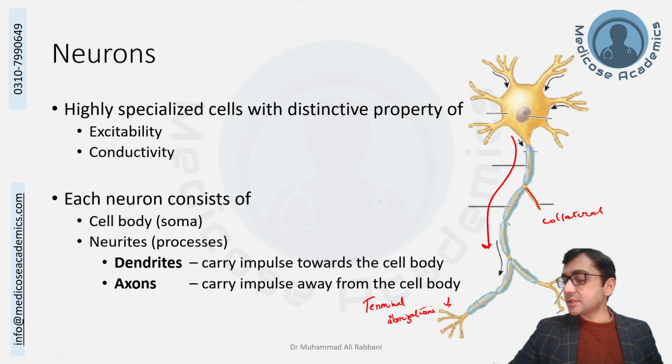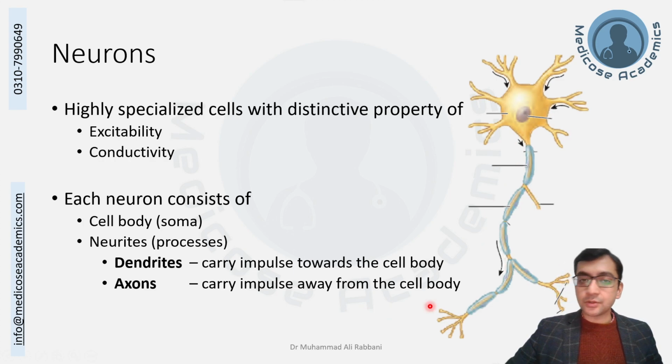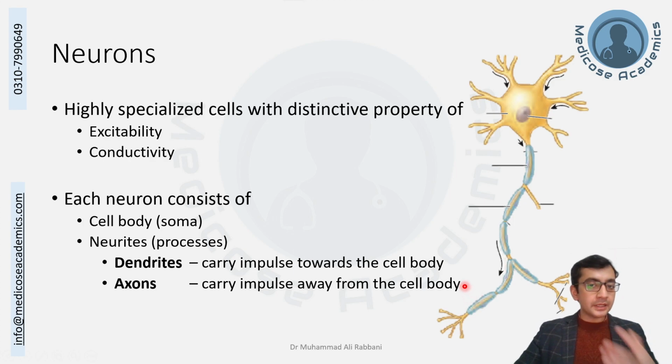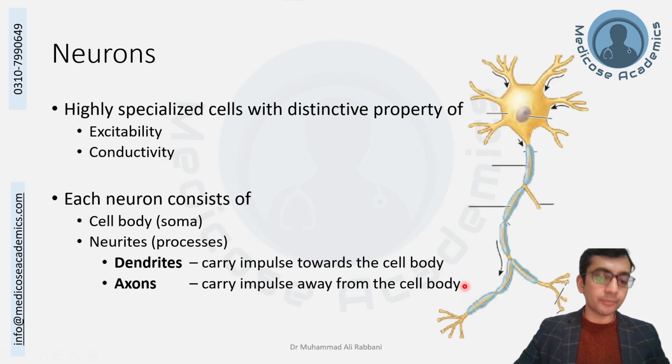As you can see, the axons are being covered with a number of cells. These are basically the insulating cells, like the insulation we give to electrical wires. Nature has given insulation to these conducting neurites also. These insulating cells are called Schwann cells.